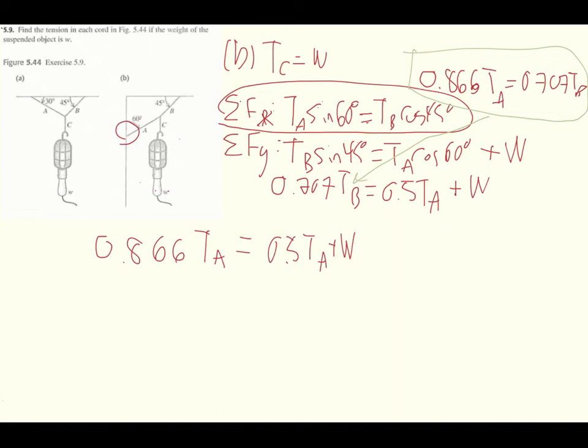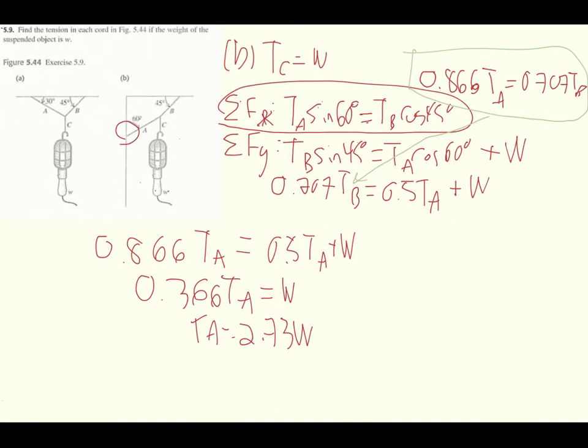Okay. Subtract it from both sides. I'm going to get, it looks like 0.366, but I'm still checking it. I don't believe in myself. Okay. 0.366 TA equals W. That means that TA is going to be 2.73 W.